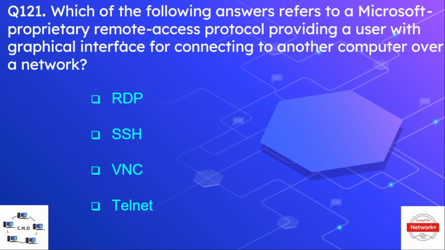Question number 121 is that which of the following answers refers to a Microsoft proprietary remote access protocol providing a user with a graphical interface for connecting to another computer or a network? The options are RDP, Remote Desktop Protocol, SSH, Secure Shell, VNC, or Telnet. And the correct option is RDP, Remote Desktop Protocol. So this is a Microsoft proprietary protocol that is used for remotely accessing another computer or a network.